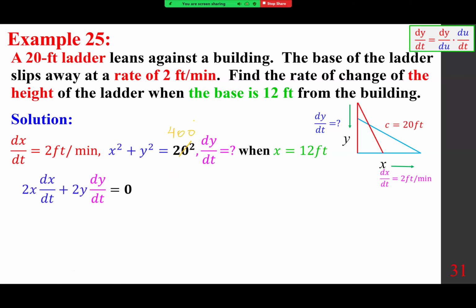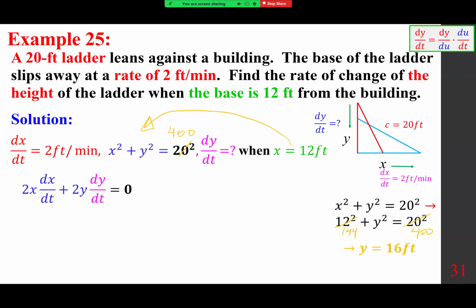Now you can plug in to find the missing dy/dt, but we don't have the y. In order for you to find the y, you have to plug in x equals 12 into this Pythagorean theorem. Subtract 144 from 400, you get 256. And the root of that is plus or minus 16. Only positive 16 is acceptable.